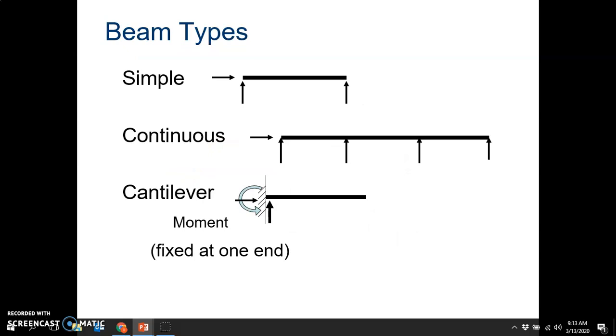Here are different types of beam types. A simple is just a connection here, and a beam across. Continuous is connection, beam. Yeah, sorry, I butchered that. We have a support, beam, another support, another beam, a support, another beam, another support. Just kind of continuous. And then a cantilever is a fixed end on one end and then free hanging on the other end. So think of a balcony as the best example of that. You have it connected to the building, but there's nothing supporting it at the other end.